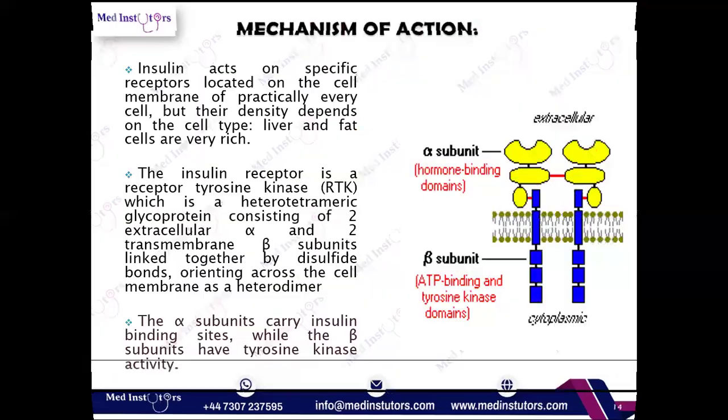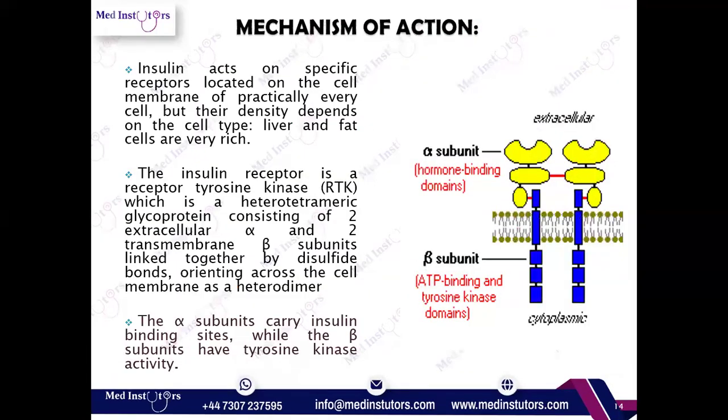Let us see the insulin receptor in detail. Insulin acts on specific receptors located on the cell membrane of practically every cell, but they are more abundant in the liver, fat, etc. The insulin receptor is a tyrosine kinase receptor, a heterotetrameric glycoprotein consisting of two extracellular alpha subunits and two transmembrane beta subunits linked together by disulfide bonds, orienting across the cell membrane as a heterodimer.